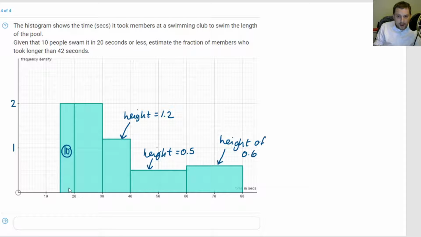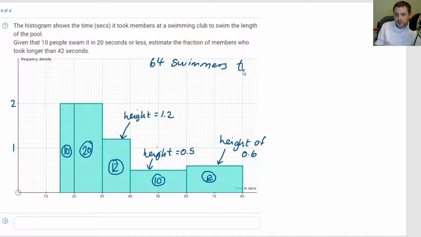So I've got 5 times 2 is 10, 10 times 2 is 20, 10 times 1.2 is 12, 20 times a half, that's a half of 20, which is 10, and 20 times 0.6 is 2 times 6 is 12. So 10 add 20 is 30, 42, 52, 64. So there are 64 people in total. So 64 swimmers total. Let's just double check. So 24, 34, 54, 64.